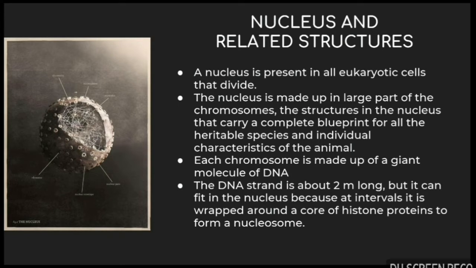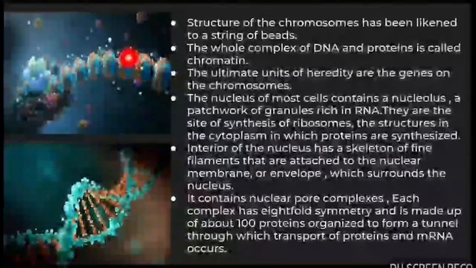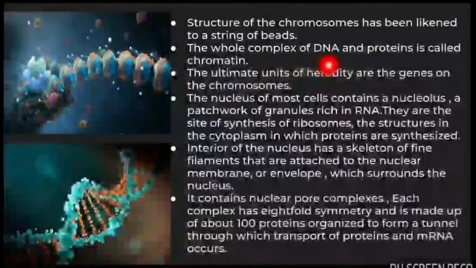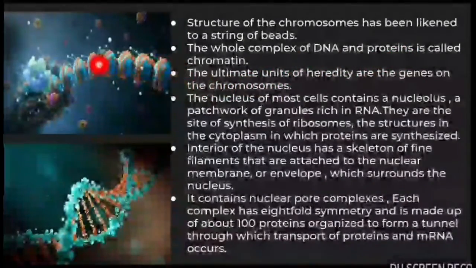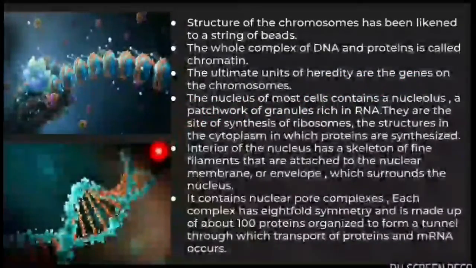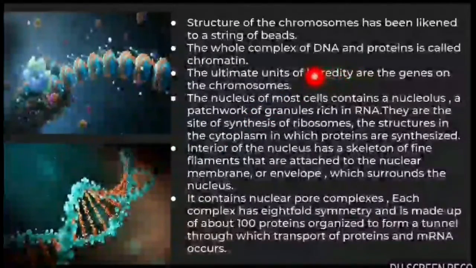A DNA strand is 2 meters long. It can fit into a nucleus because at intervals it is wrapped around a core of histone protein to form a nucleosome. So the structure of the chromosome is of strings of beads. You can see the DNA being wrapped around the histone proteins. The whole complex of DNA and protein is called chromatin. The ultimate units of heredity are the genes on the chromosomes.